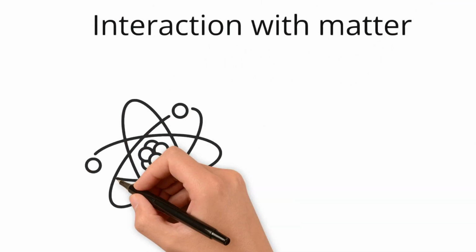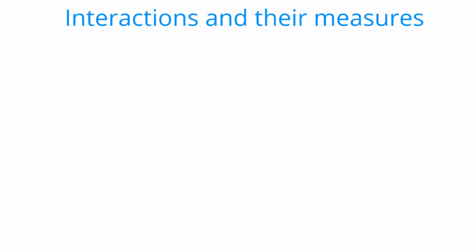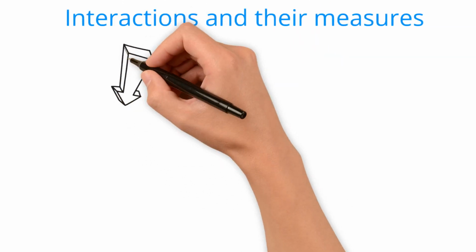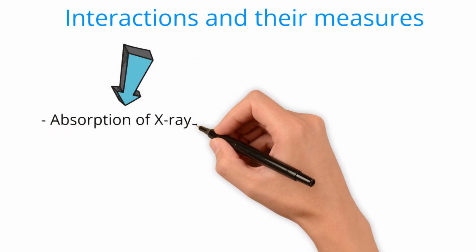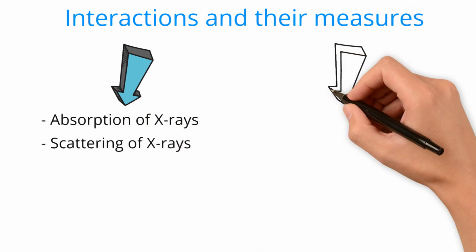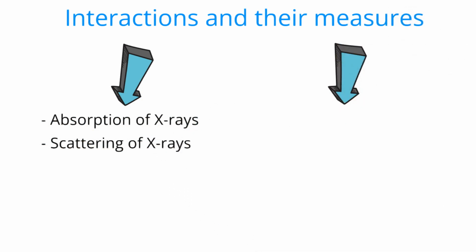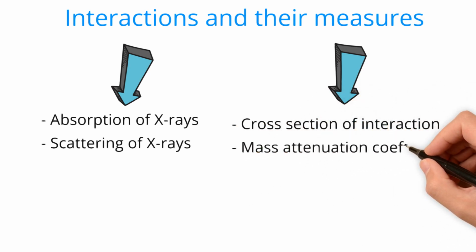Now that the X-rays have been produced, let's discuss their interaction with matter. There are two interactions which will affect the final intensity of radiation at the detector. These are the absorption of X-rays and the scattering of X-rays. We will introduce two measures to quantify the effect of these interactions. These are the cross-section of interaction and the mass attenuation coefficient.